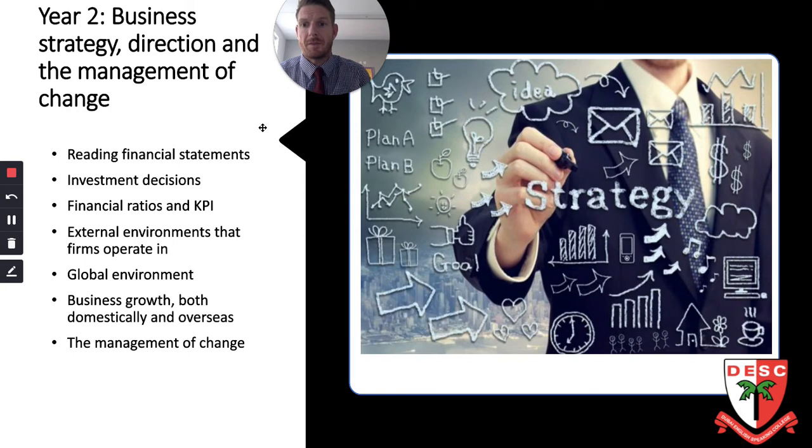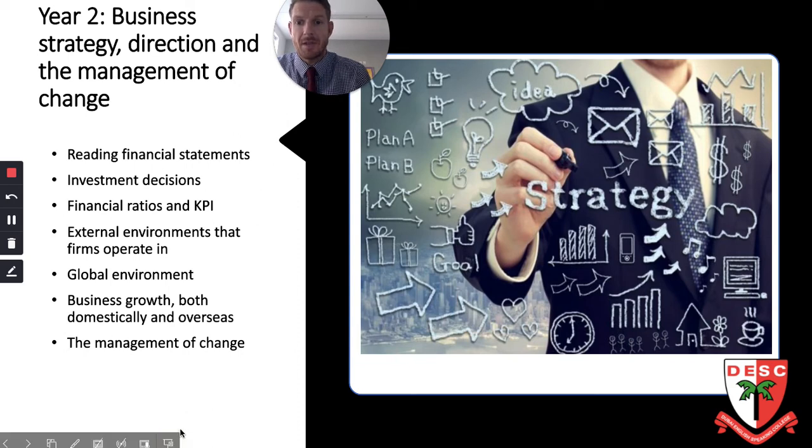We'll look at firms' expansion and how they operate in a global environment, and quite importantly, a big part of the year is dedicated to learning about the management of change. So once decisions are made, how does a firm effectively manage that change and that transition to get the most out of the decision? So that's year 1 and year 2, and this can be assessed in paper 1 and paper 2, and of course I mentioned earlier paper 3.